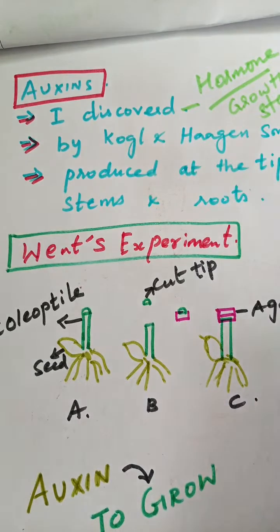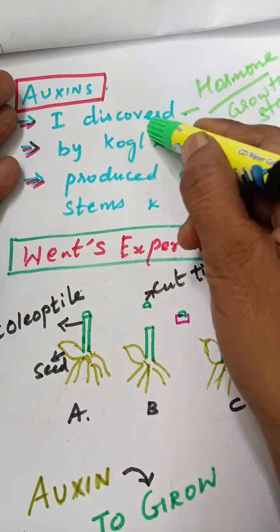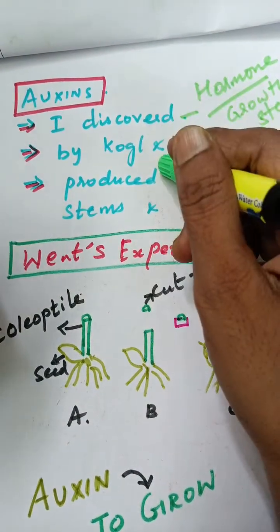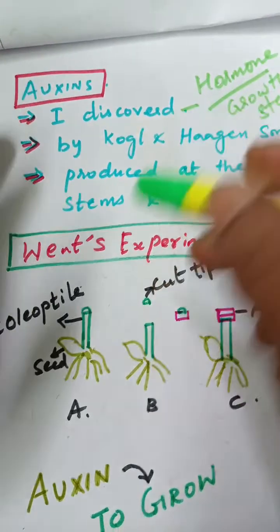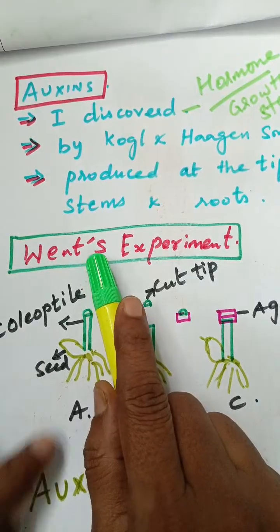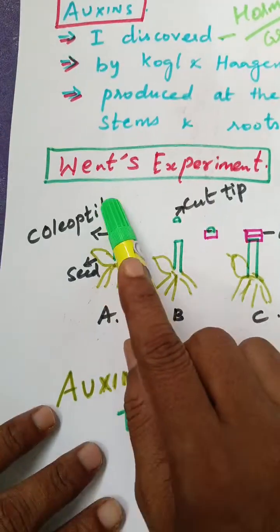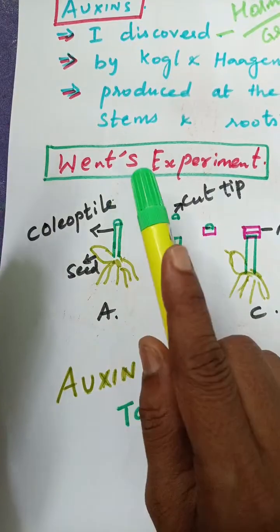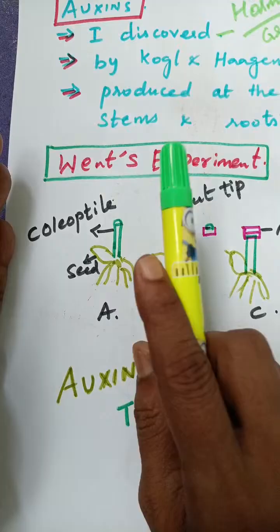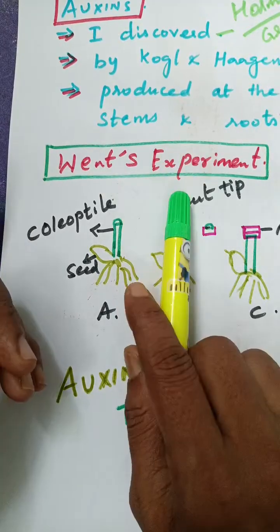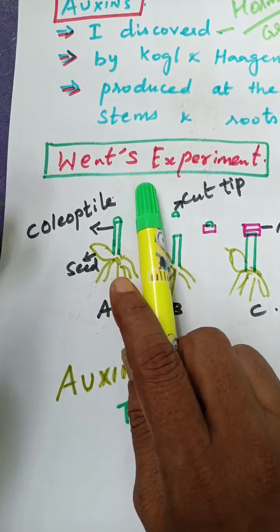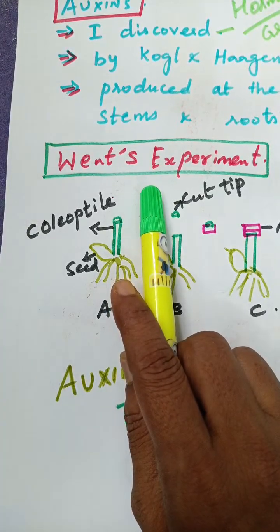Okay, now this auxin, how was it found? That auxins play a major role in plants was found by Wendt, a Dutch biologist, who found that plants have a special hormone for their growth in the stem and the root. This was found through experimental proof by Wendt.